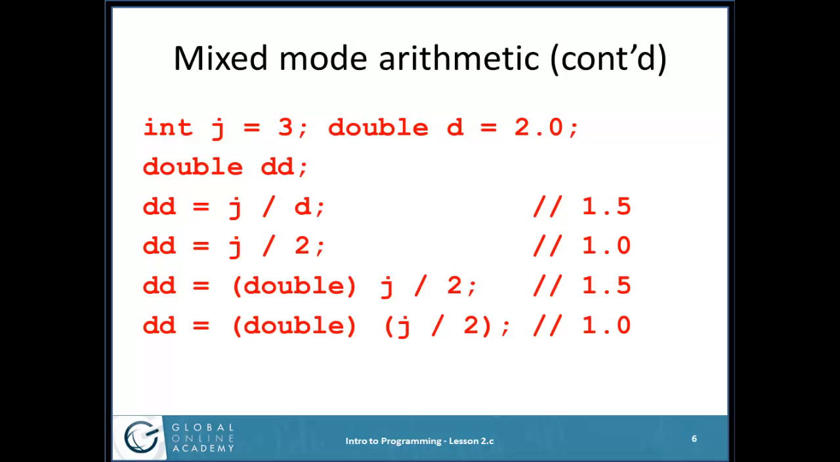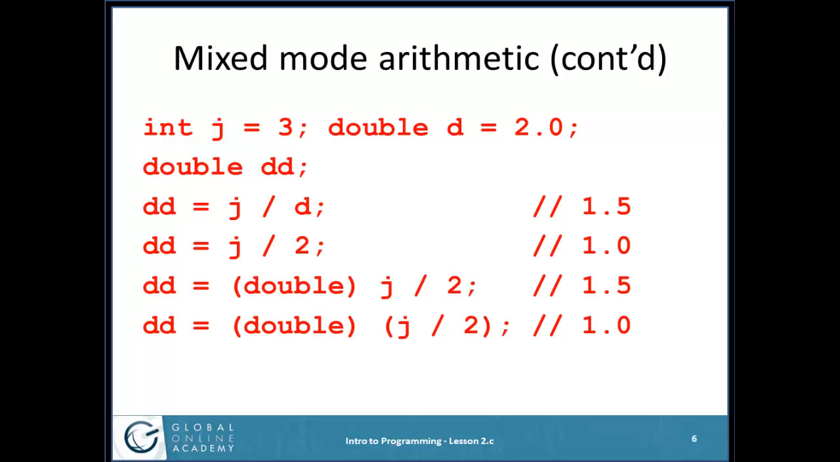This is called typecasting, by putting a type in parentheses. If I put (double) j divided by 2, it says apply that typecast double to whatever comes next. So I'm going to use the double version of j divided by 2. Now I've got a double divided by an integer. Double and integer, Java says I'll use double, and you get 1.5.